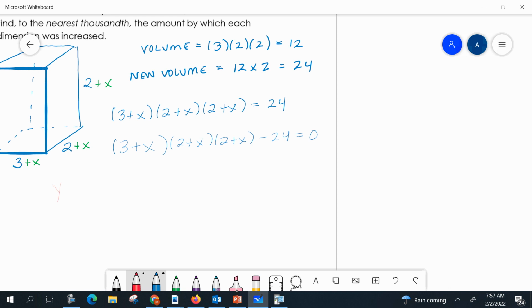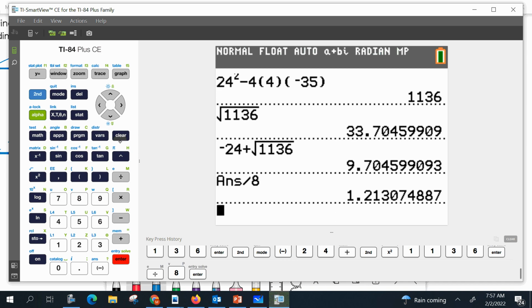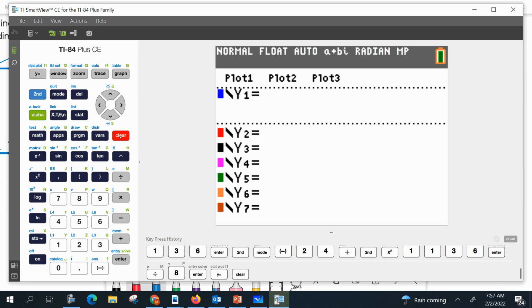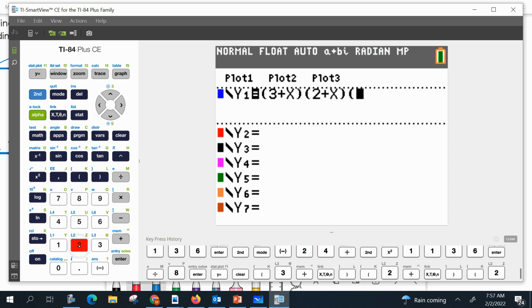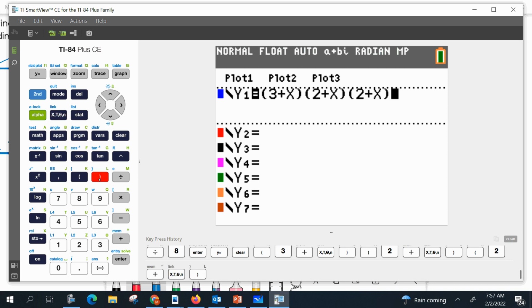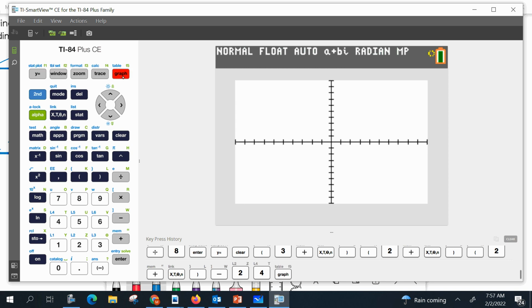So we're going to go into the calculator, y equals, and I'm going to type in 3 plus x times 2 plus x times 2 plus x, and we're going to minus the 24, and then we're just going to see what we have going on. That's something people always do in class: they take all their time to multiply it out and put it in standard form, only to find that the answer is a decimal that they're going to calculate anyway. So before we decide to multiply, let's just take a look at the graph and see what we have going on.